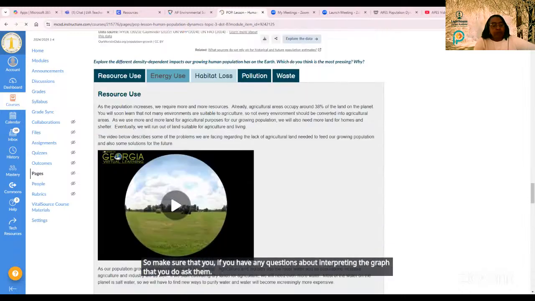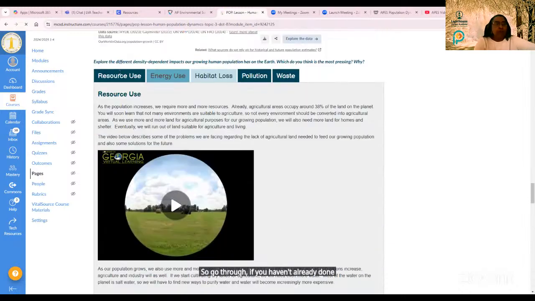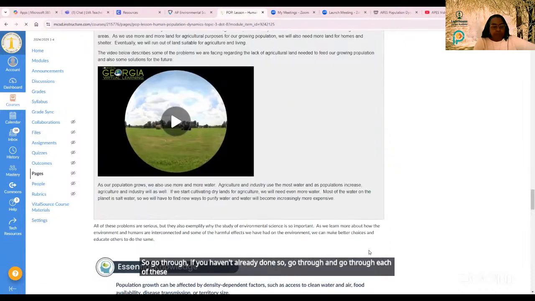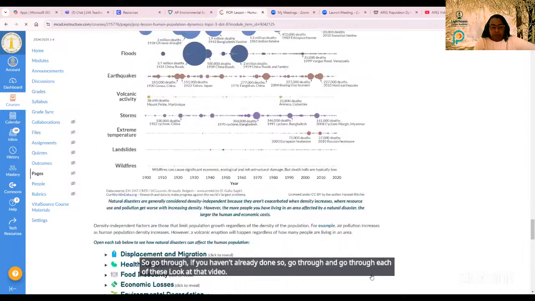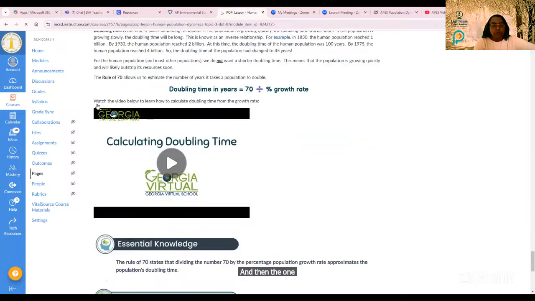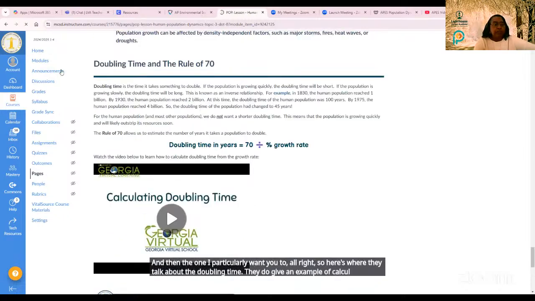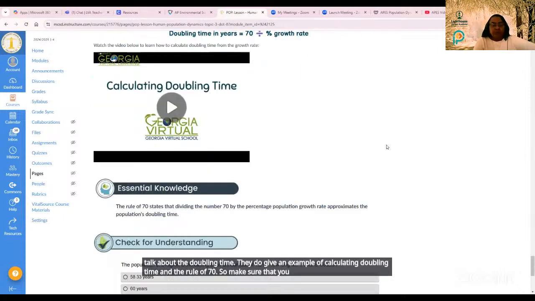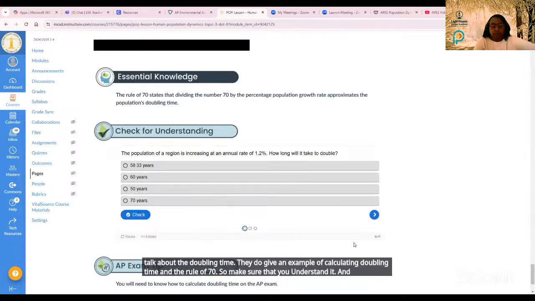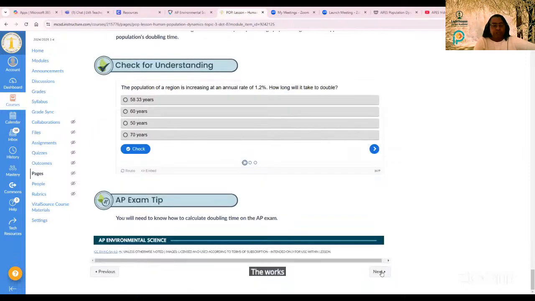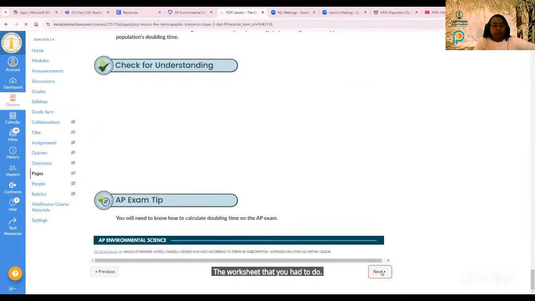So go through, if you haven't already done so, each of these and look at that video. Here is where they talk about the doubling time. They do give an example of calculating doubling time and the rule of 70. Make sure that you understand that, and that was a question on the worksheet that you had to do.